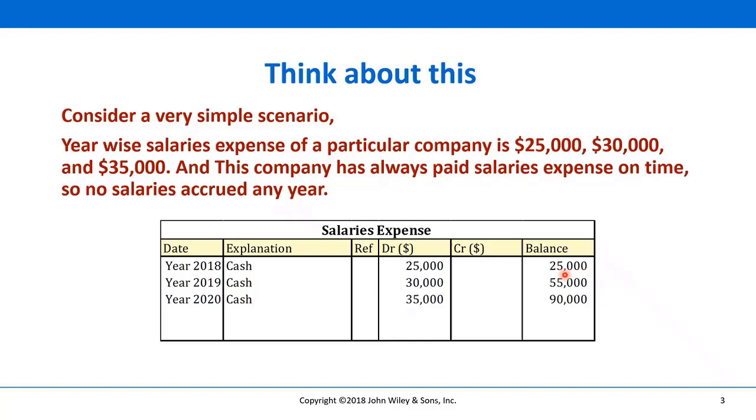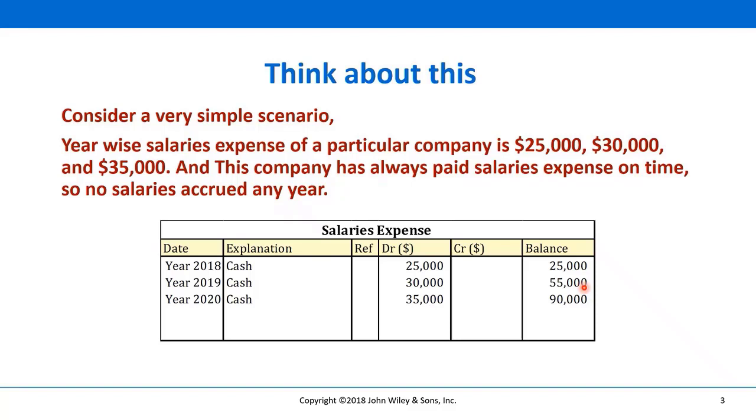Next the balance will increase because we are debiting more an account that has a debit balance, so it will become 55,000, 25 plus 30. Then in the next year it will be more and it will become 90,000, 55,000 plus 35,000, right? So at the end of the year 2018 the salary expense balance will be 25,000. At the end of the year 2019 the salary expense balance will be 55,000, and at the end of the year 2020 the salary expense will be 90,000.